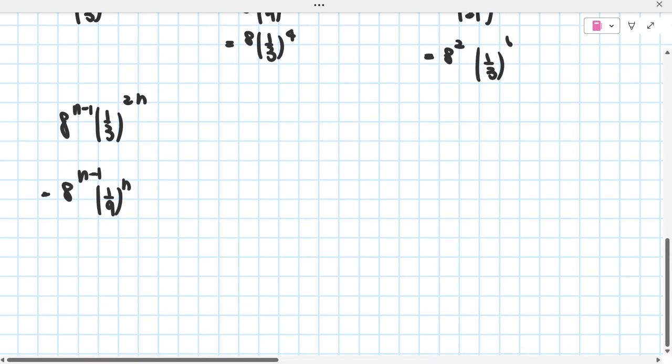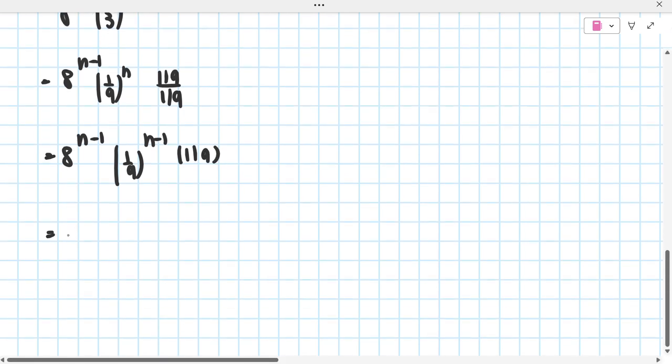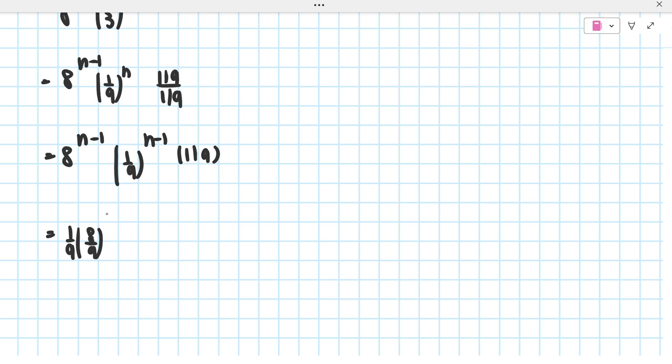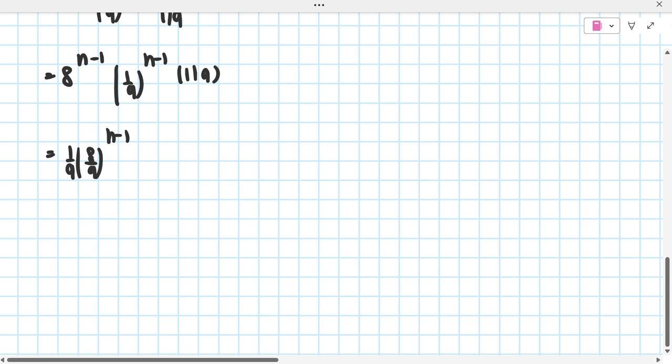And then now we're going to multiply both top and bottom by 1/9. So that's just 1. And then this becomes 8 to the power of n minus 1 times 1/9 to the power of n minus 1 times 1/9. And then that is just 1/9 times 8/9 to the power of n minus 1. And that's our series for the area that's removed from all the squares.